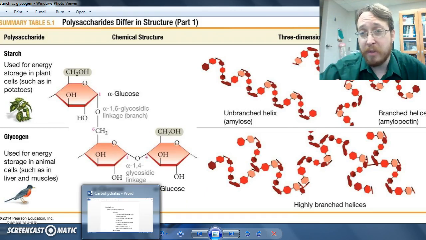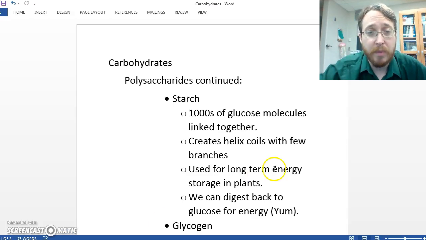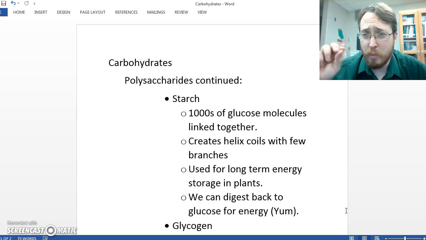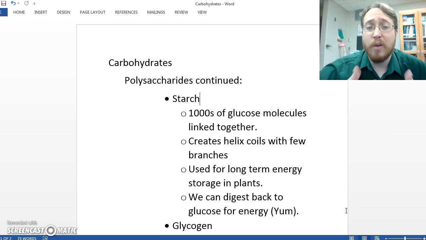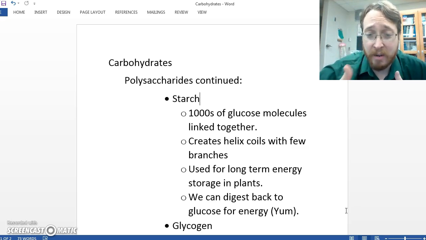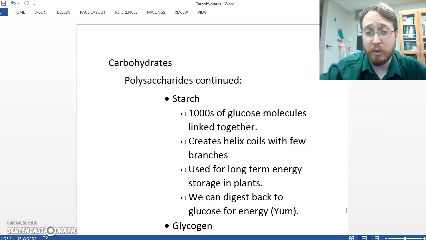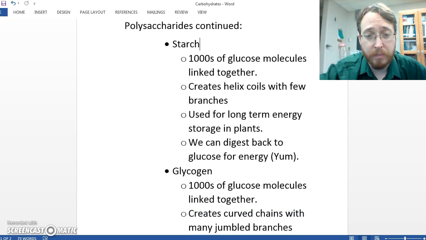And that's it for these examples. So let's review. Starch is made of thousands of glucose molecules linked together. It creates helix coils with just a few branches. It's used for long-term energy storage in plants, and we can digest it to get the glucose, which we can use for energy. So we like them.